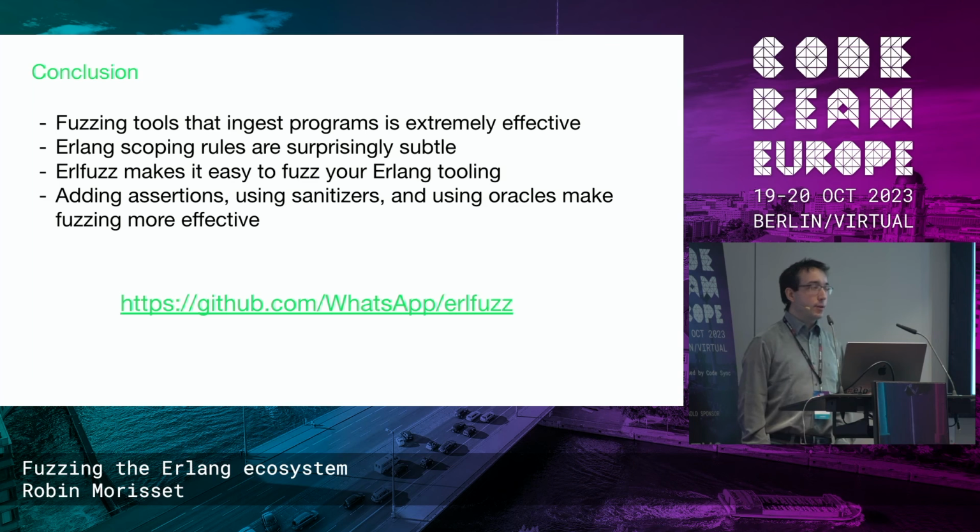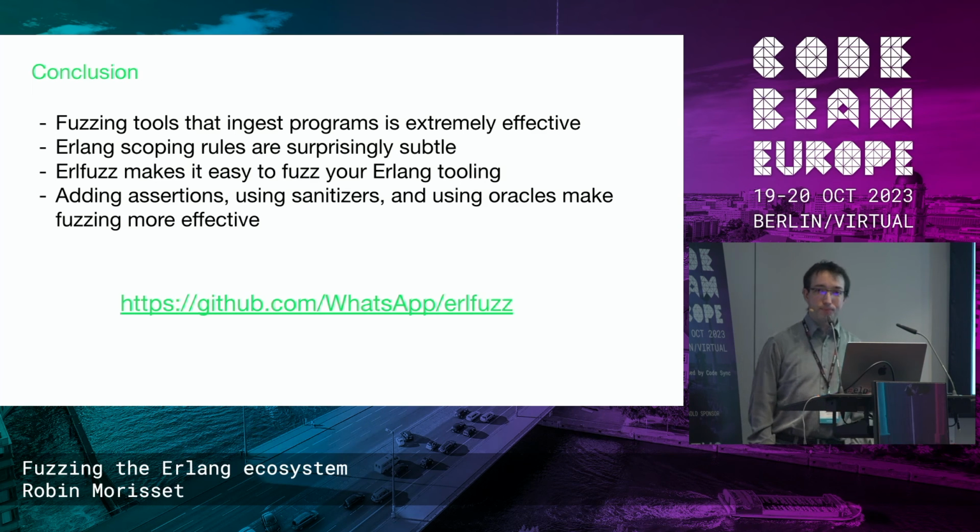I started fuzzing the master, so trunk, I think in July or August 2022. So most of these fixes got into OTP 26. Some of them were sufficiently serious that they were backported to 25 or even 24. But yeah, it's mostly 26.